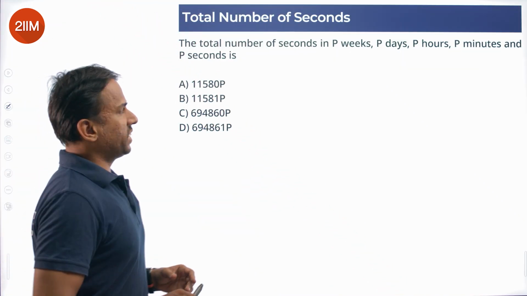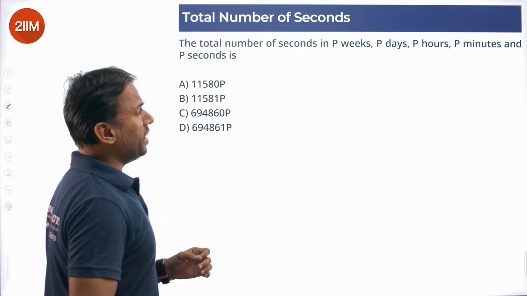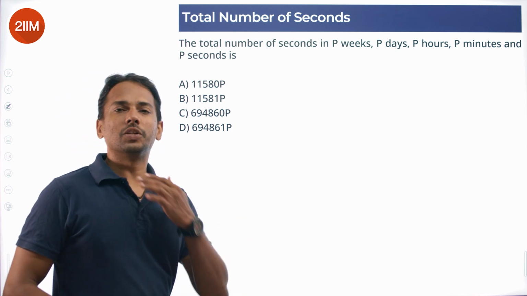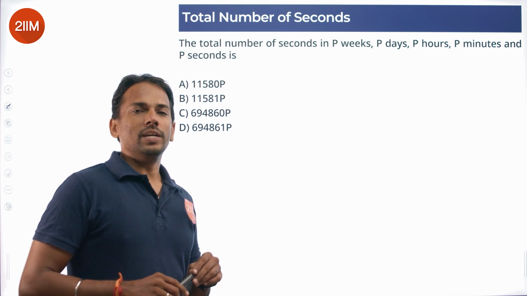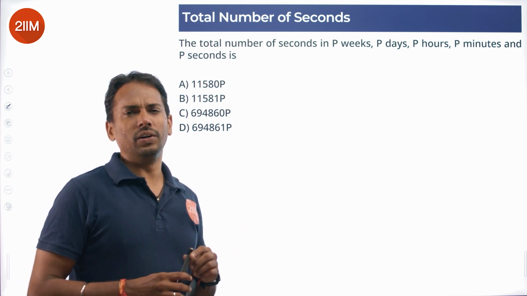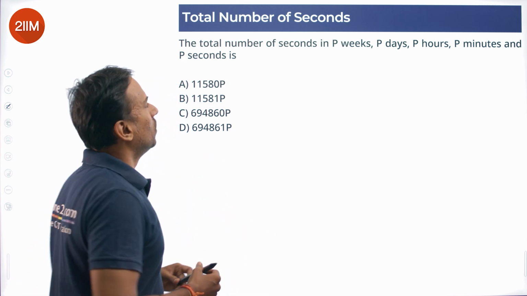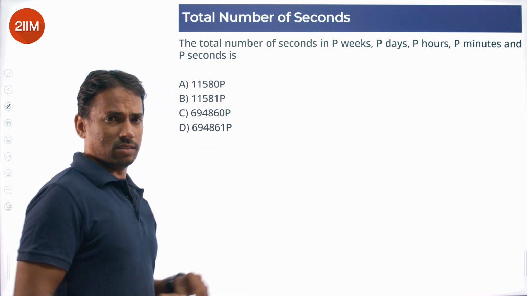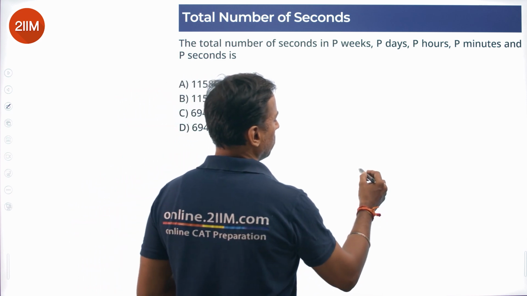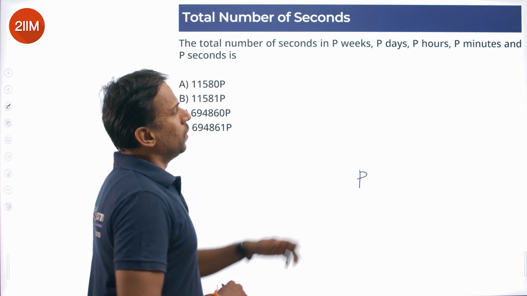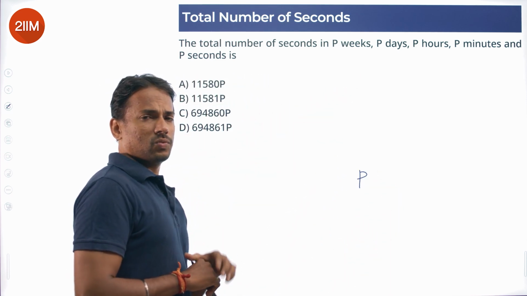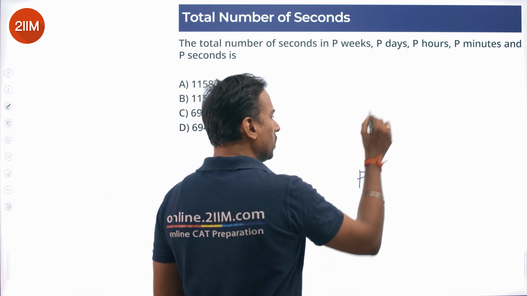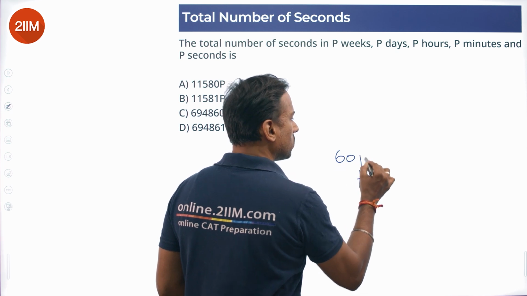The total number of seconds in P weeks, P days, P hours, P minutes and P seconds is how much? So easy in terms of concept, little tough in terms of calculation. So let's try to do this a little patiently. P seconds is P, that's it. P minutes, we know each 1 minute we have 60 seconds. So P minutes will have 60P seconds, nice.